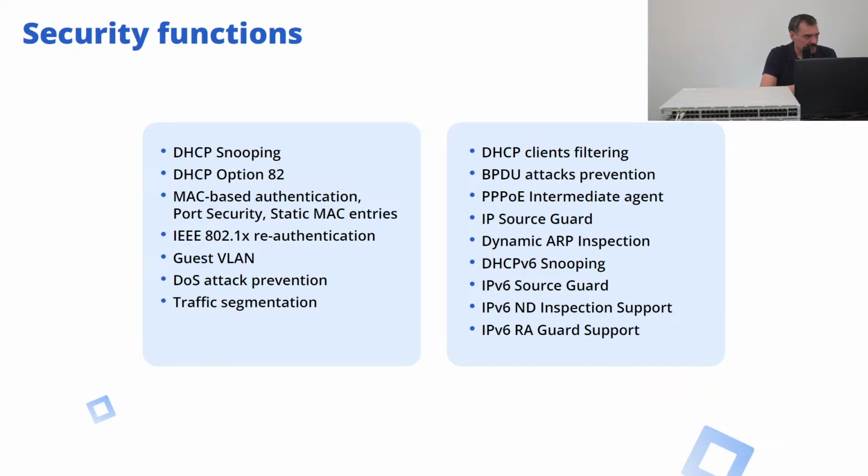As well, we have guest VLANs assigned by the .1x protocol. We have DoS attack prevention features like IP security, not IP, but port security, and others, which limit the rate of learning the MAC addresses in the MAC address table, the traffic segmentation, and so on and so forth. As well, we have a pretty good set of IPv6 features like IPv6 source guard and so on.